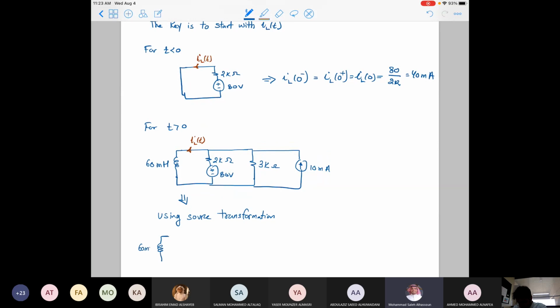Okay, I have 60 millihenry, nothing has changed here. I have 2 kilo ohm in series with the voltage source, so now it becomes 2 kilo ohm in parallel with a 40 milliampere current source. I have 3 kilo ohm, and I have 10 milliampere. If I simplify it, I will end up with the following simple circuit.